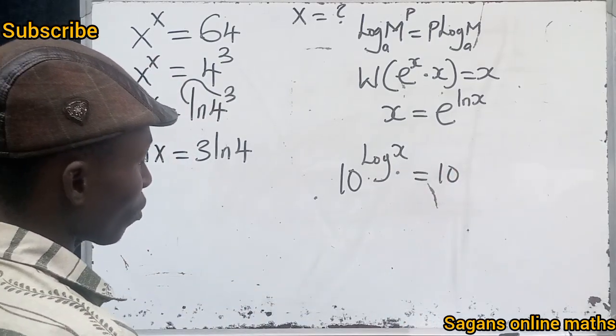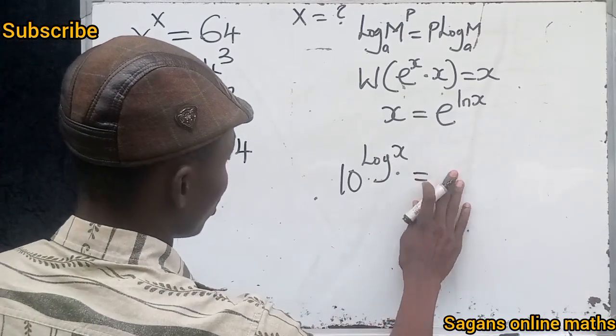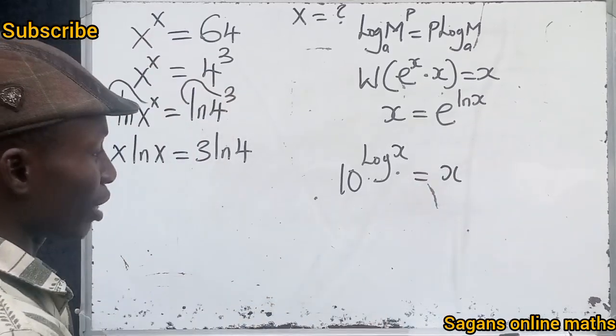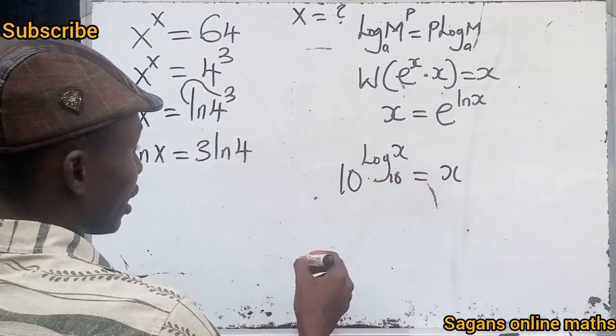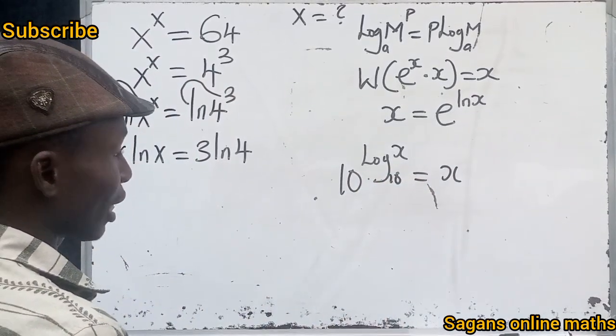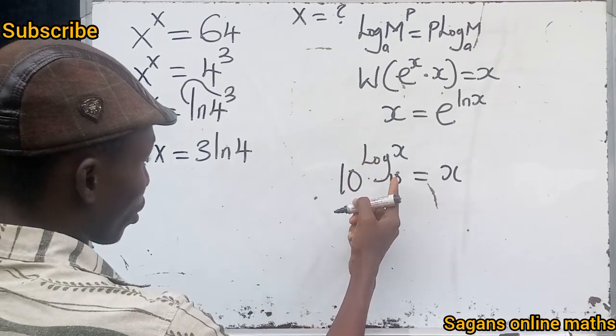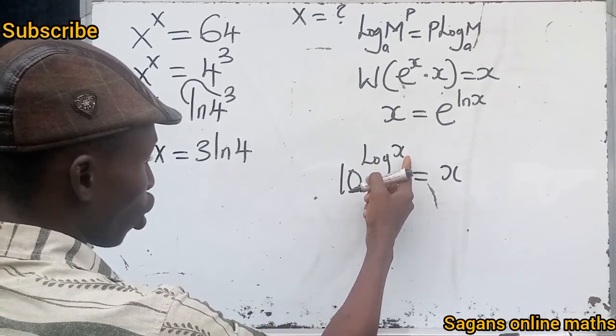Okay. Let's see. Yes, it's equal to x. Sorry, it's equal to x. If you observe very well, the base here is 10. So one of the properties of logarithm says that 10 raised to the power of log x to the base of 10 just gives us x.